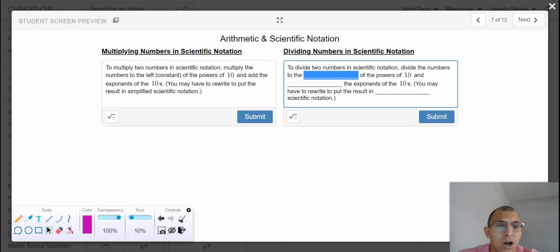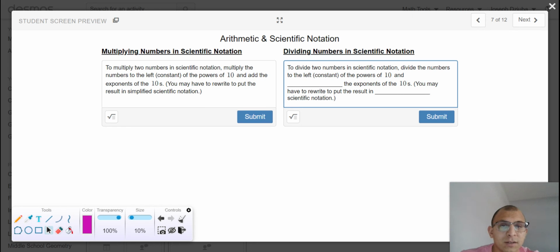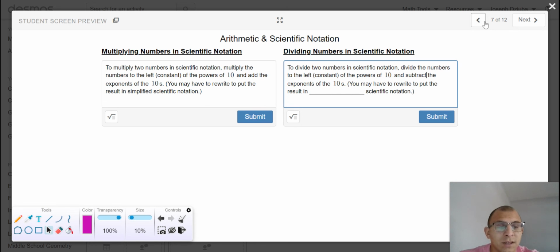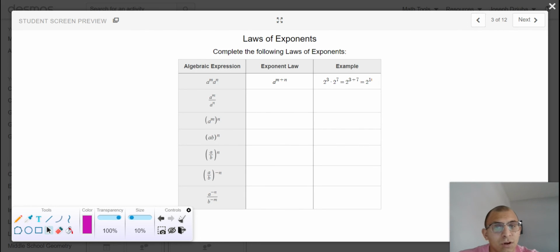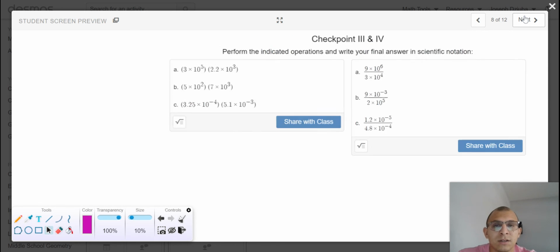And then vice versa, if we're going to divide numbers that are written in scientific notation, we can divide the constants and subtract the exponents of the tens. If you did not know that was an exponent law, I suggest you come back here and update your table accordingly. And once again, you might have to rewrite to put the result in simplified scientific notation.